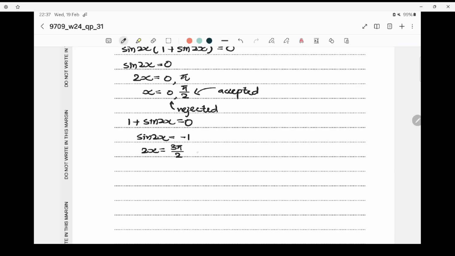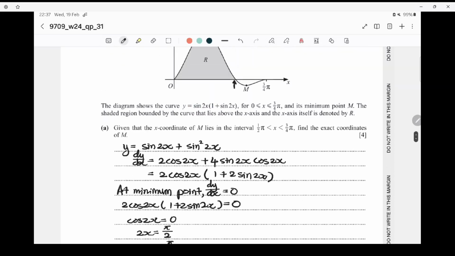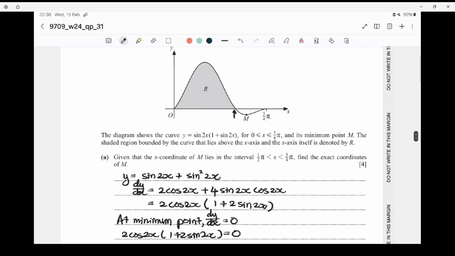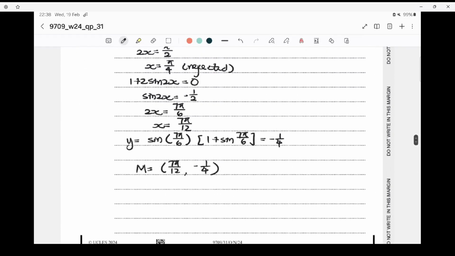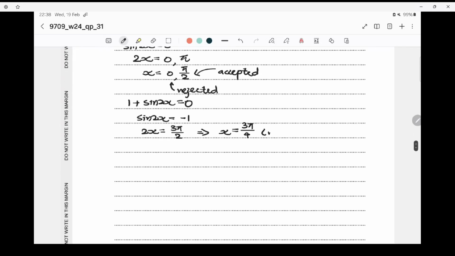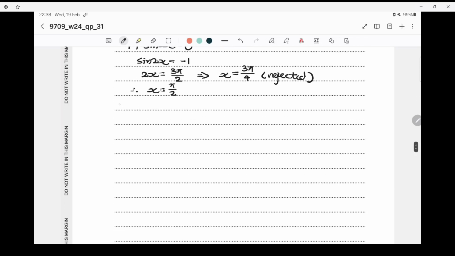And this means that x is 3 pi over 4. Now, this is being rejected because when you look at the order, 3 pi over 4 is over here, and 0 is over here. So that's why this is also being rejected. So therefore, x is pi over 2. So once you know x is pi over 2, region R is just the integration from 0 to pi over 2.